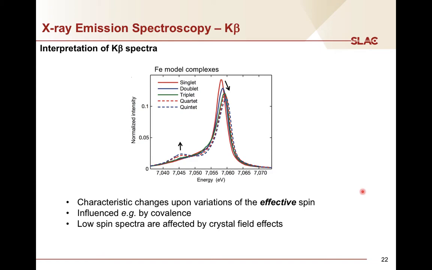Again, its characteristic changes upon variation of the effective spin, which means it is sensitive to oxidation. It is even sensitive to covalency in some cases. You can imagine if you take a D5 high spin and then you switch on covalent mixing with the ligands, the only thing that can happen is that the effective spin goes down, which means it changes your K-beta spectrum, and you directly have a measure of covalency. As a little warning, you should also be a little careful, because at least for low-spin spectra, they're also affected by the crystal field, and so there you need to be a little careful of what you say and how you do your analysis.